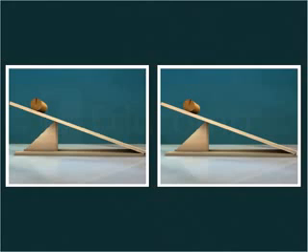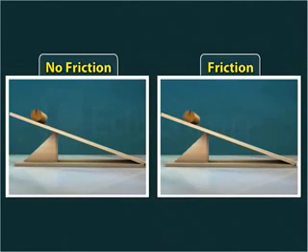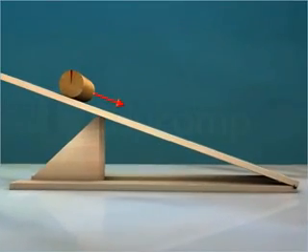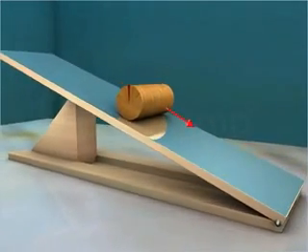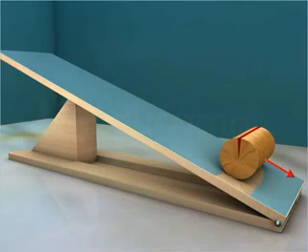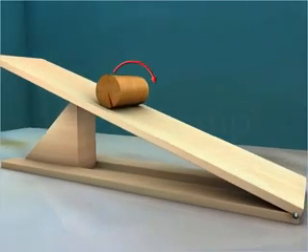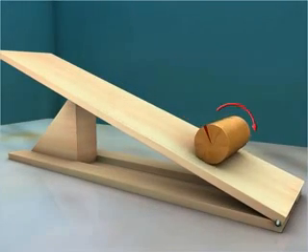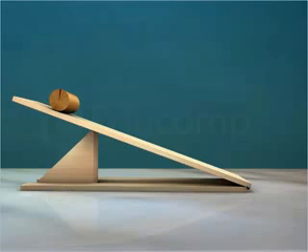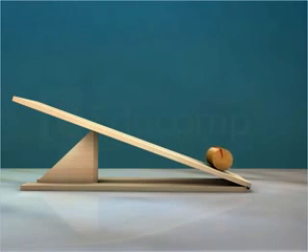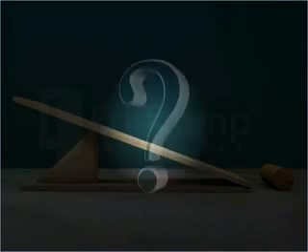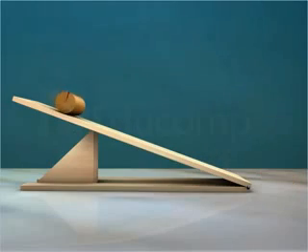Look at these two scenarios. Both are identical, except that in one case there is no friction, while in the other there is. When there is no friction, the cylinder does not roll, it slides down. When there is friction, it makes the cylinder roll down. When an object rolls down an inclined plane, does the force of static friction do any work? Let us examine.